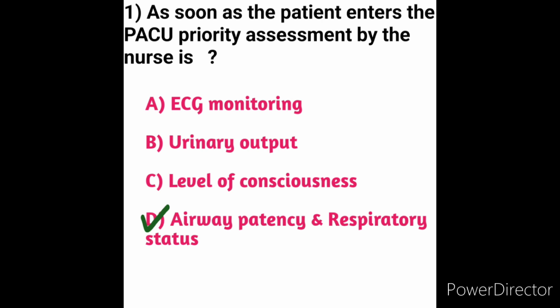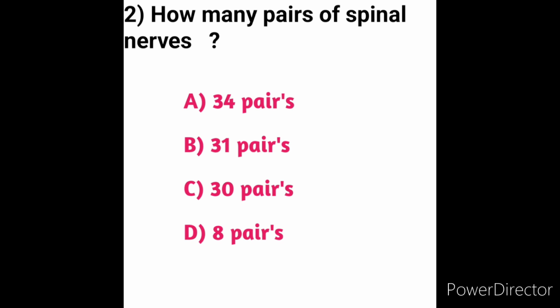Next we will move on to question number 2. How many pairs of spinal nerves? We will see the options. Option A, 34 pairs. Option B, 31 pairs. Option C, 30 pairs. Option D, 8 pairs. There are 31 pairs of spinal nerves in humans. Those are 8 cervical nerves, 12 thoracic nerves, 5 lumbar nerves, 5 sacral, and 1 coccygeal. In total, there are 31 pairs of spinal nerves, grouped regionally by spinal region. These 31 spinal nerves originate in between the spinal vertebrae.